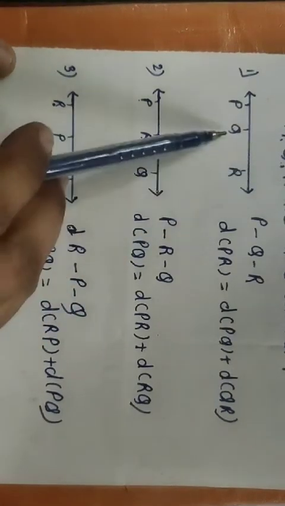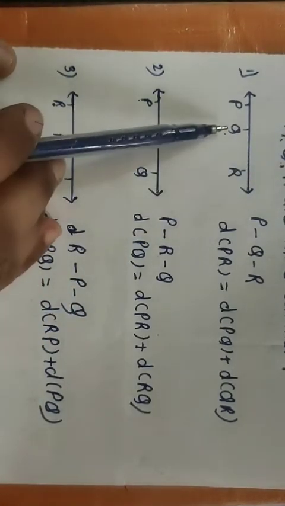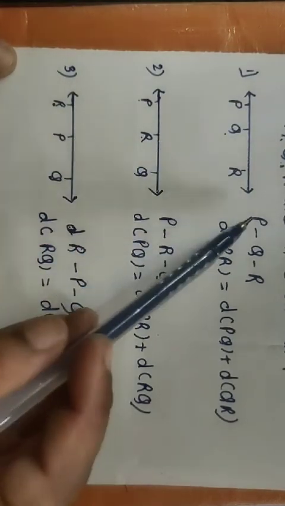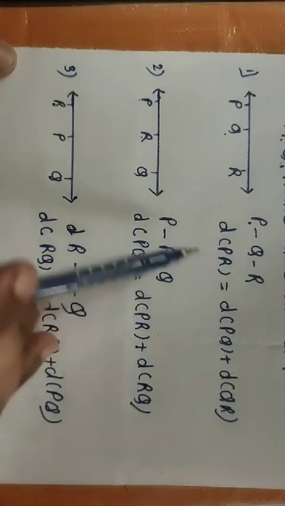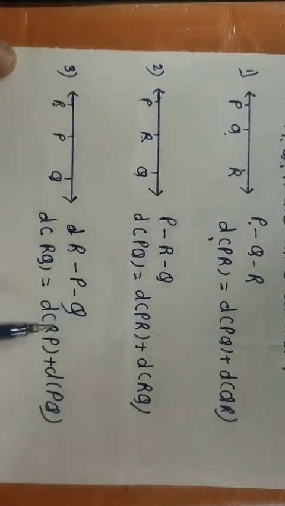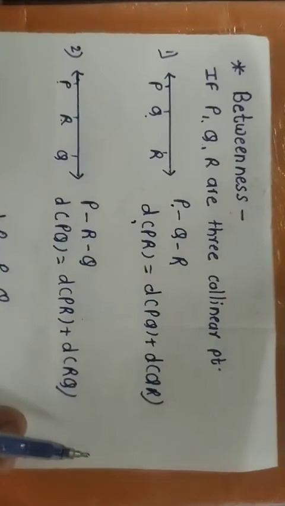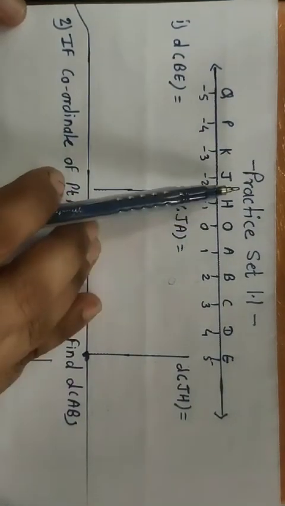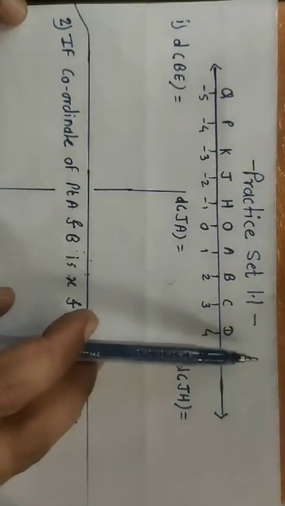It is our property of betweenness. A point lies in between any two points. We get three possibilities and we get this relationship among these three points. On these three points we are going to start our practice set 1.1.